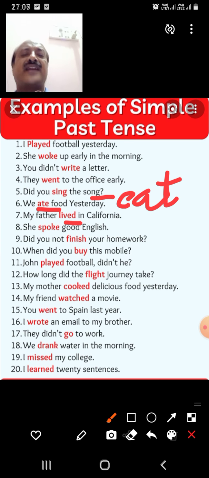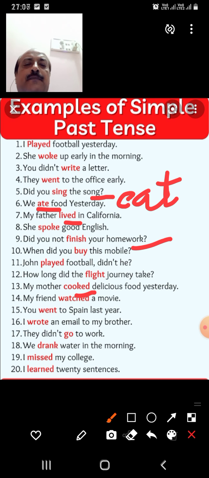My father lived in California. That is in the past. He had lived in California, but at present he may be living somewhere else. She spoke good English. Did you not finish your homework? When did you buy this mobile? John played. How long did the flight journey take? My mother cooked delicious food yesterday. My friend watched a movie. You went to Spain last year. I wrote an email to my brother.